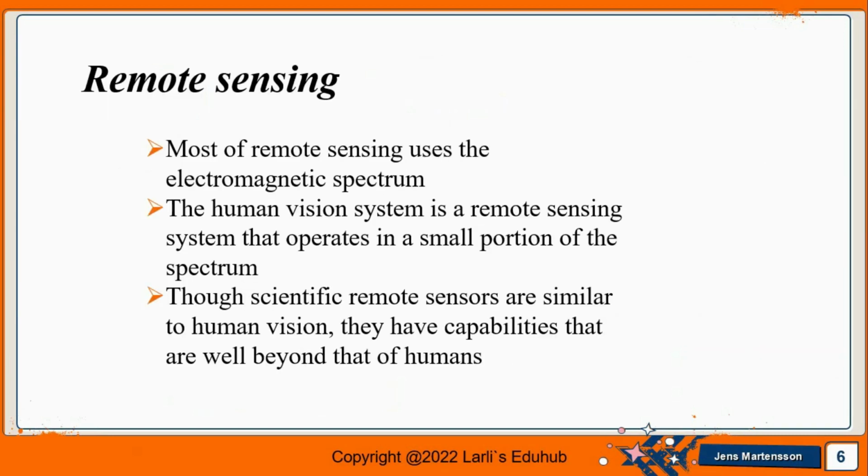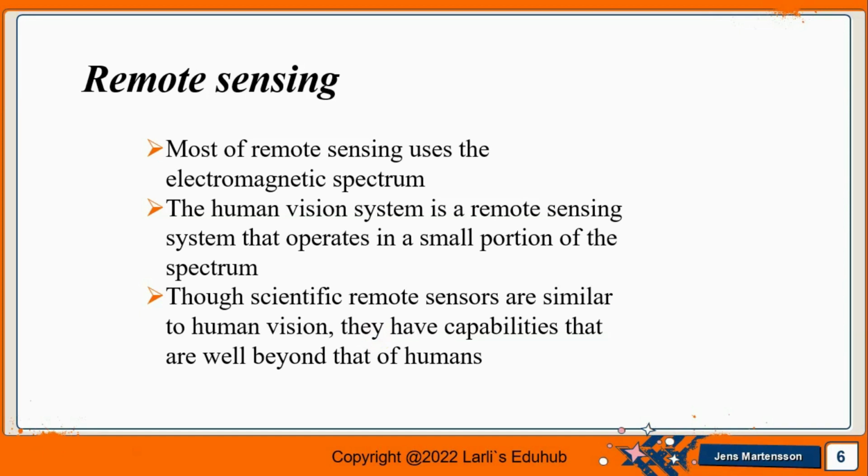So remote sensing. Most of remote sensing uses the electromagnetic spectrum. The human vision system is a remote sensing system that operates in a small portion of the spectrum. Though scientific remote sensors are similar to human vision, they have capabilities that are well beyond that of humans. So, in case you still do not understand what remote sensing is, just picture your eyes in your minds.